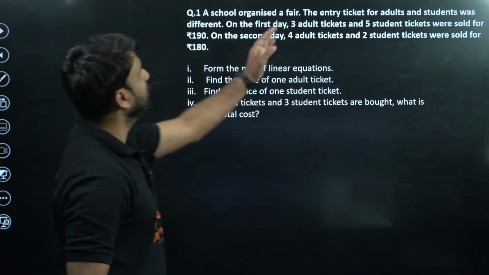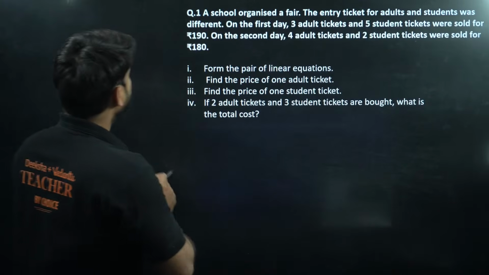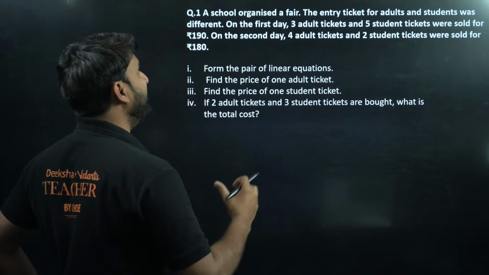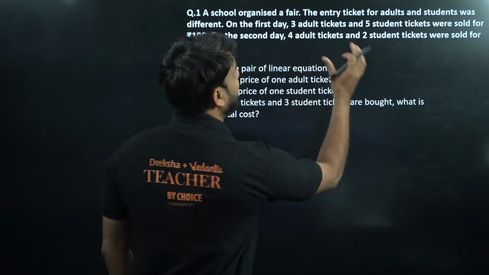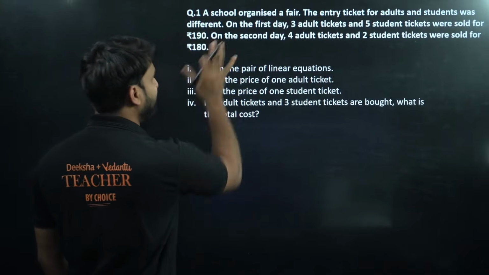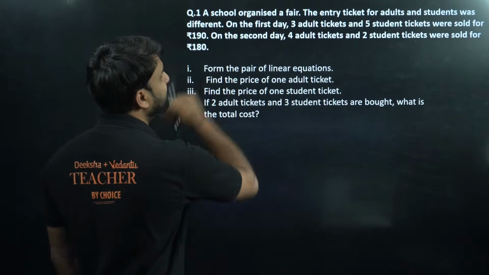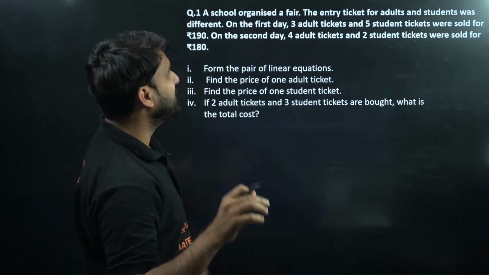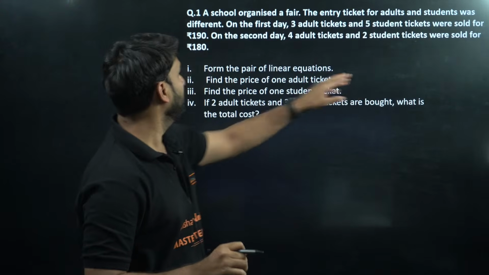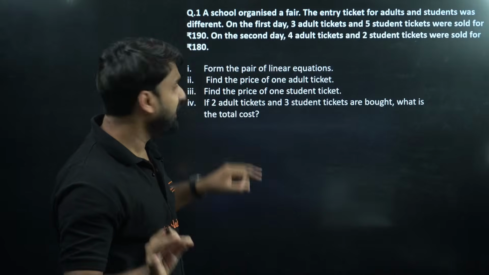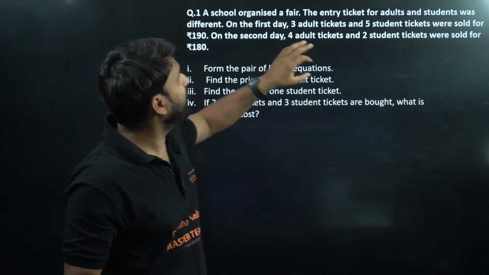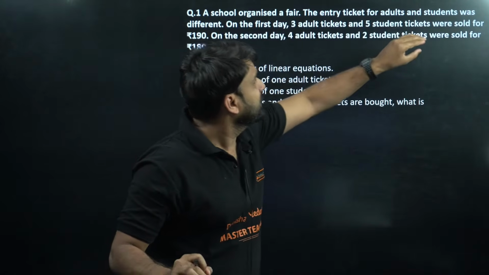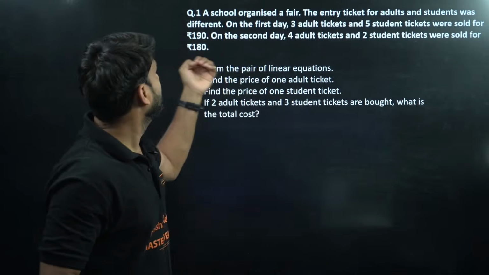Okay, so look at the question. A school organized a fair. The entry ticket for adults and students was different. On the first day, 3 adult tickets and 5 student tickets were sold for rupees 190. On the second day, 4 adult tickets and 2 student tickets were sold for rupees 180.